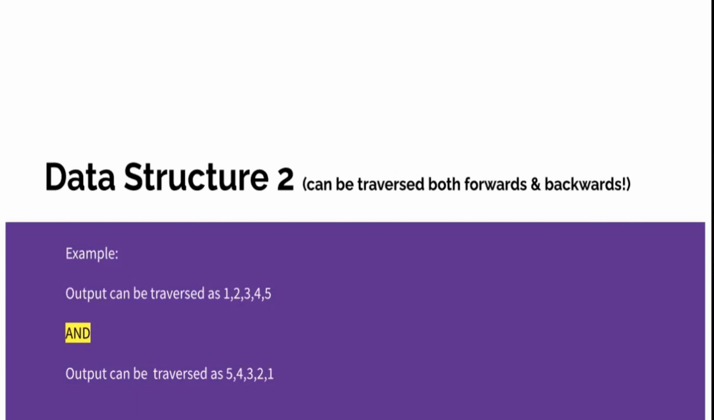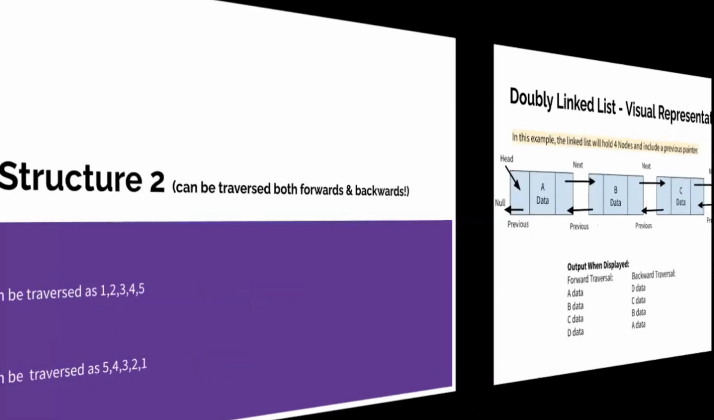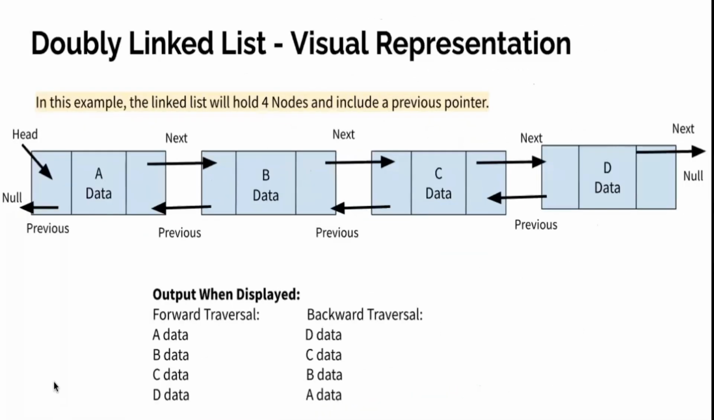Next, I'll be explaining a visual representation of the doubly linked list. In this example, the linked list will hold 4 nodes and will also include a previous pointer.